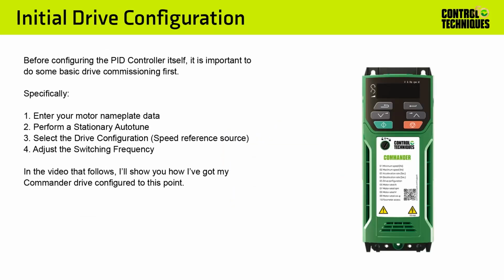Before configuring the PID controller itself, it is important to do some basic drive commissioning first. Specifically, enter your motor nameplate data, perform a stationary auto-tune, select the drive configuration, or where the speed reference will come from, and then finally, adjusting the switching frequency. In the video that follows, I'll show you how I've got my Commander drive configured to this point.